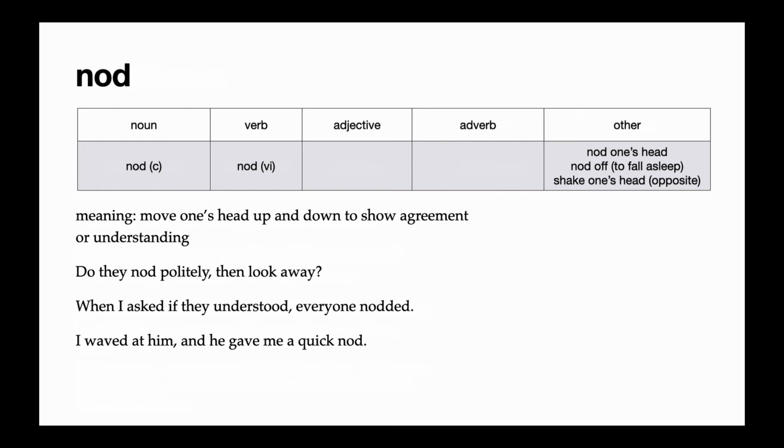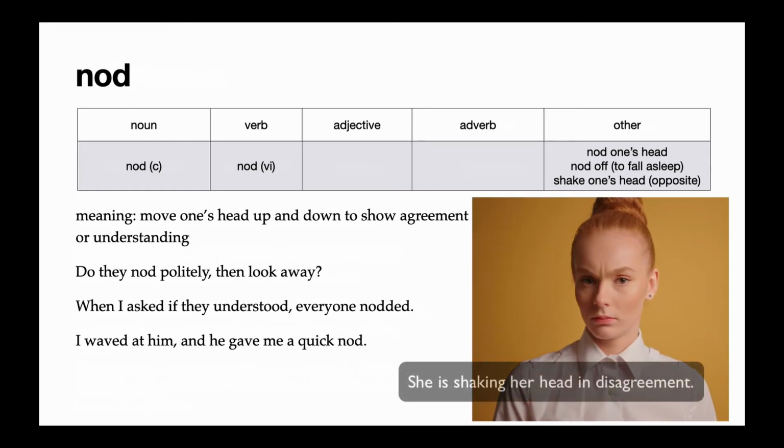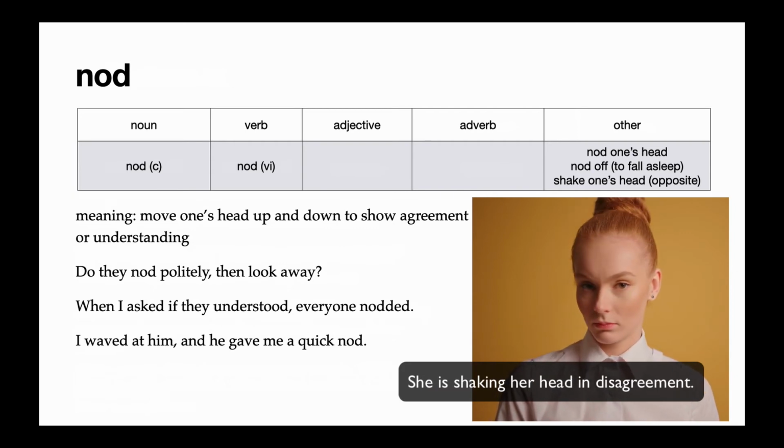That's the countable noun. In the other column, I wrote nod one's head. So you can say that a person nodded their head or just that they nodded. You don't really need to say the head because the head is the only part of the body that we can nod. There's also a phrasal verb, nod off, that means to fall asleep. And finally, the opposite of nodding is to shake your head. But when you use the verb shake, you do have to say shake your head. You can't just say she shook.